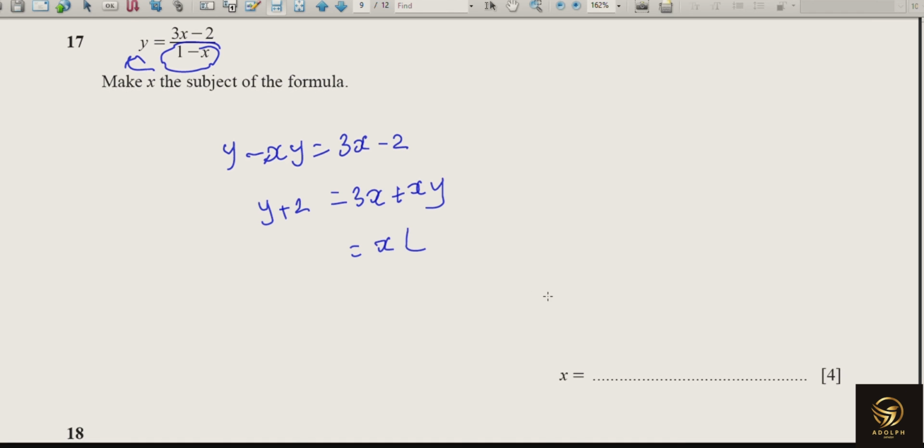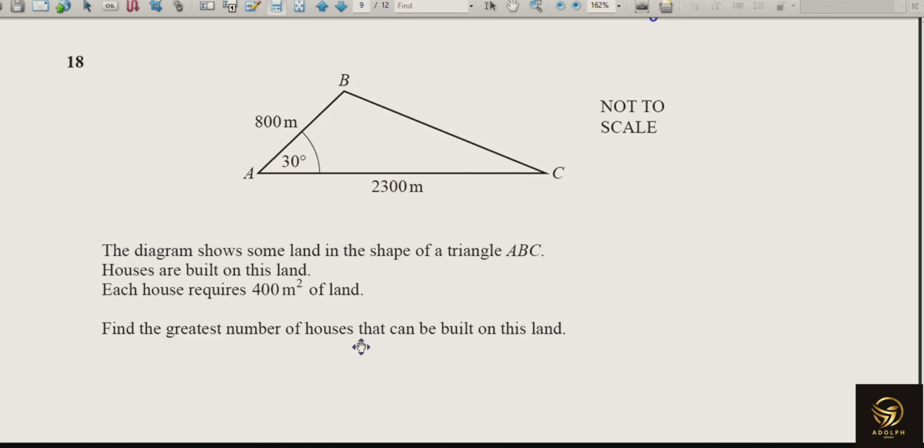Here I should take x as common because I have to isolate x. So it's going to be x times 3 plus y equals y plus 2, and that's it. I just have to write x on one side. This 3 plus y will come here and become the denominator, so y plus 2, and I'm just writing it in order. Instead of 3 plus y, I'm writing y plus 3. So x equals y plus 2 divided by y plus 3 is the answer.